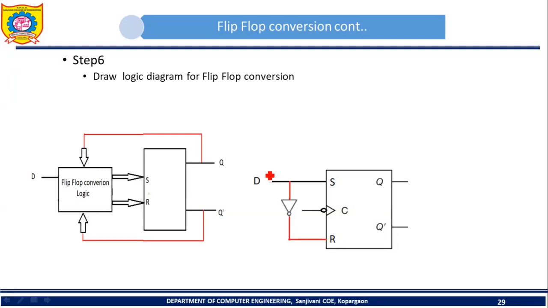Now consider the second case. Suppose D is 1. We know that in a D flip-flop if D is 1, then the output should be 1. Here D is 1, so S will be 1. What about R? The output of the NOT gate will be 0, so R will be 0. S is 1, S stands for set, so the output will be 1. So we gave 1 as an input, and the next state that we are getting in the D flip-flop is 1. So this is a D flip-flop. In this way, we have converted an SR flip-flop into a D flip-flop.